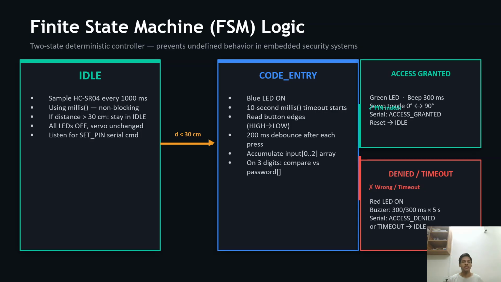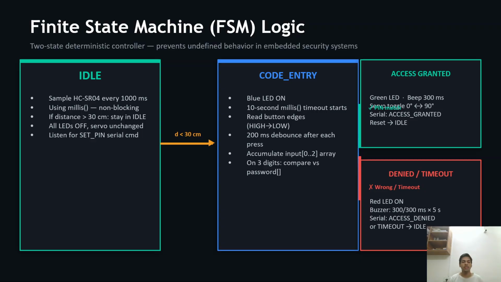A finite state machine is a design pattern where your program is always in exactly one of a defined set of states, and events cause it to move between those states in a controlled, predictable way. This is the right pattern for embedded security because it prevents undefined behavior. The system can never be in two states at once or get stuck in a weird intermediate condition.